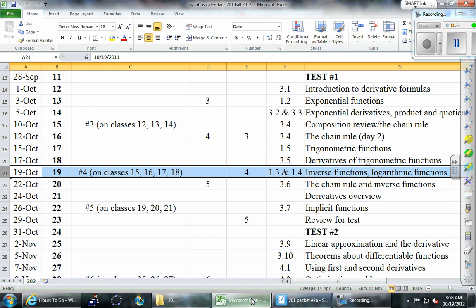One other thing, project number 5 is going to be assigned on Monday, which means I should probably print project number 5 before Monday. So project 5 is assigned Monday, and it will be due October 29th, whenever that is. Any questions on the calendar?